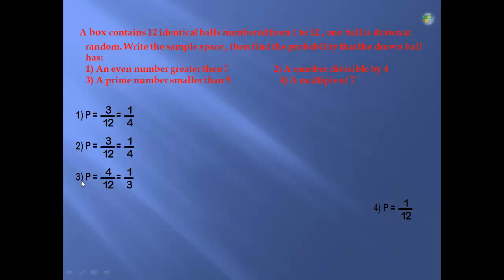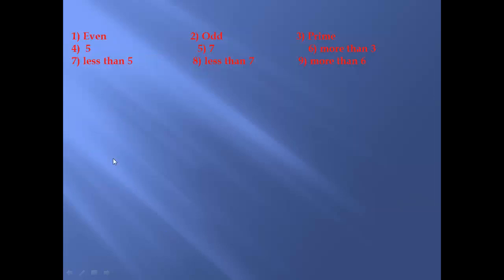Simplify. Number 3, prime number smaller than 9: 2, 3, 5, 7, so 4 numbers. 4 over 12 equals 1 over 3. Multiple of number 7: 7, so 1 over 12. Multiple of 7 from 1 to 12 is 7, so 1 number.